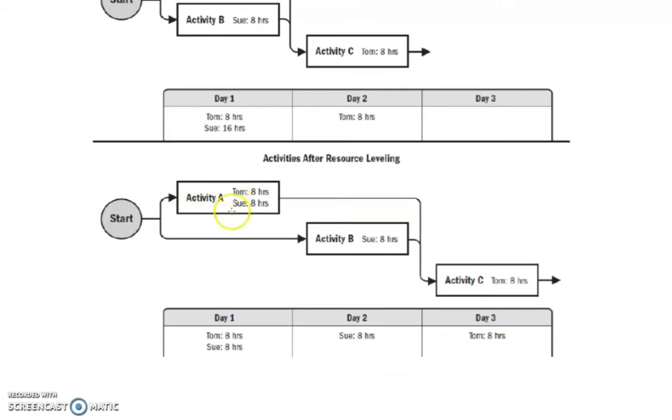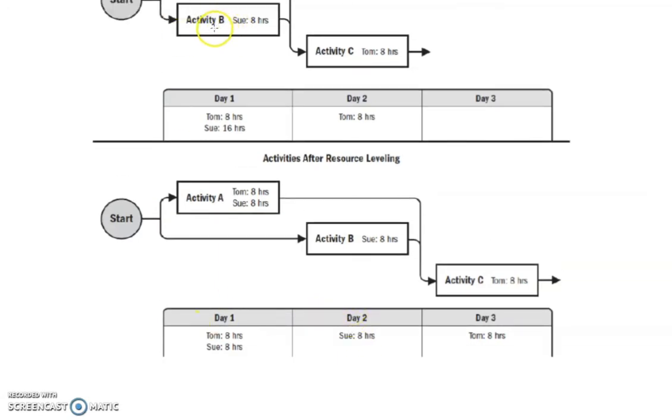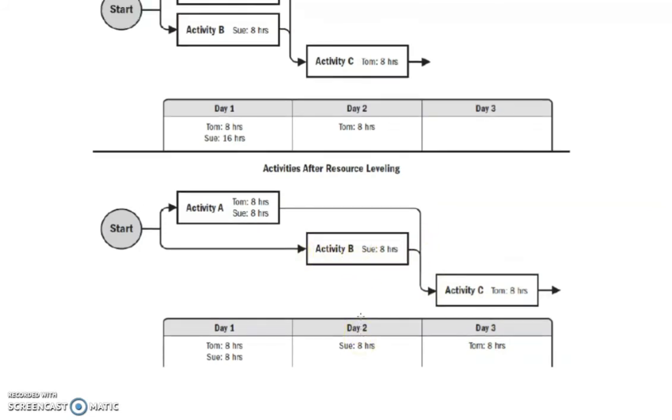Activity A, Tom and Sue will do this work together. It's 8 hours, the working hours per day. Then we will push activity B until after this one finishes. We will do it on day 2. Sue will do it again because we said Sue is responsible for activity B. Then on the third day, Tom will do the same job, after Sue completes activity B. So now the project is not 2 days. According to the resources that we have, it has changed to 3 days.